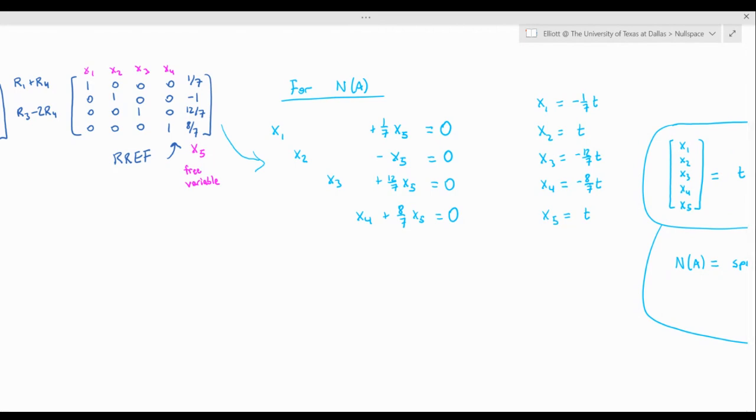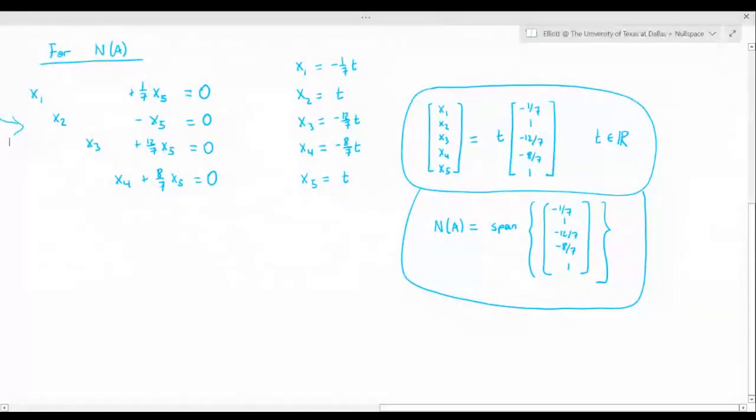I identify which of my variables are the free variables by looking at which columns are missing a pivot. I'll assign a parameter to each free variable, and then I'll solve for all of the pivot variables, if you will, in terms of that parameter. And then lastly, I write my solution in this sort of vector format. Okay.